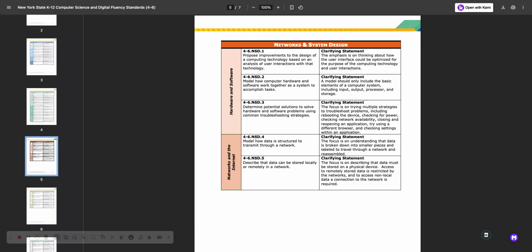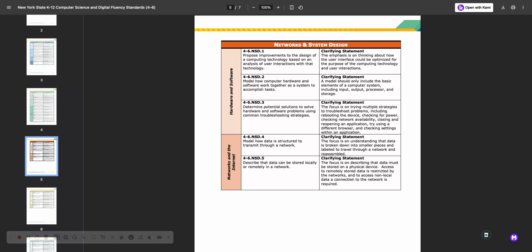The first one is modeling how data is structured. So we're thinking about how the information is processed or traveled and then brought back together. So this could be a fun video about how computers work. It could be building different parts within a technology class. This could be talking about how emails happen or what happens when you upload a video to YouTube.